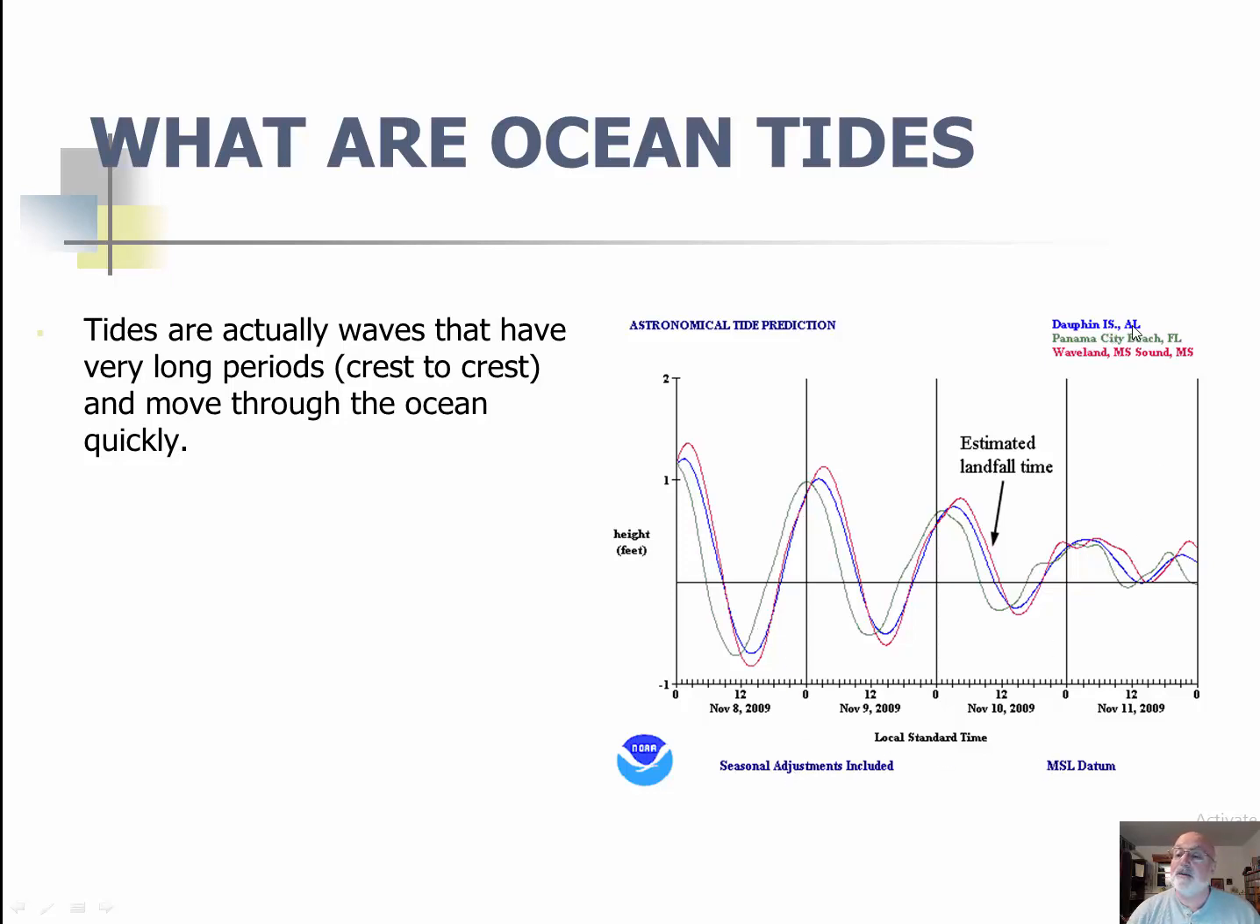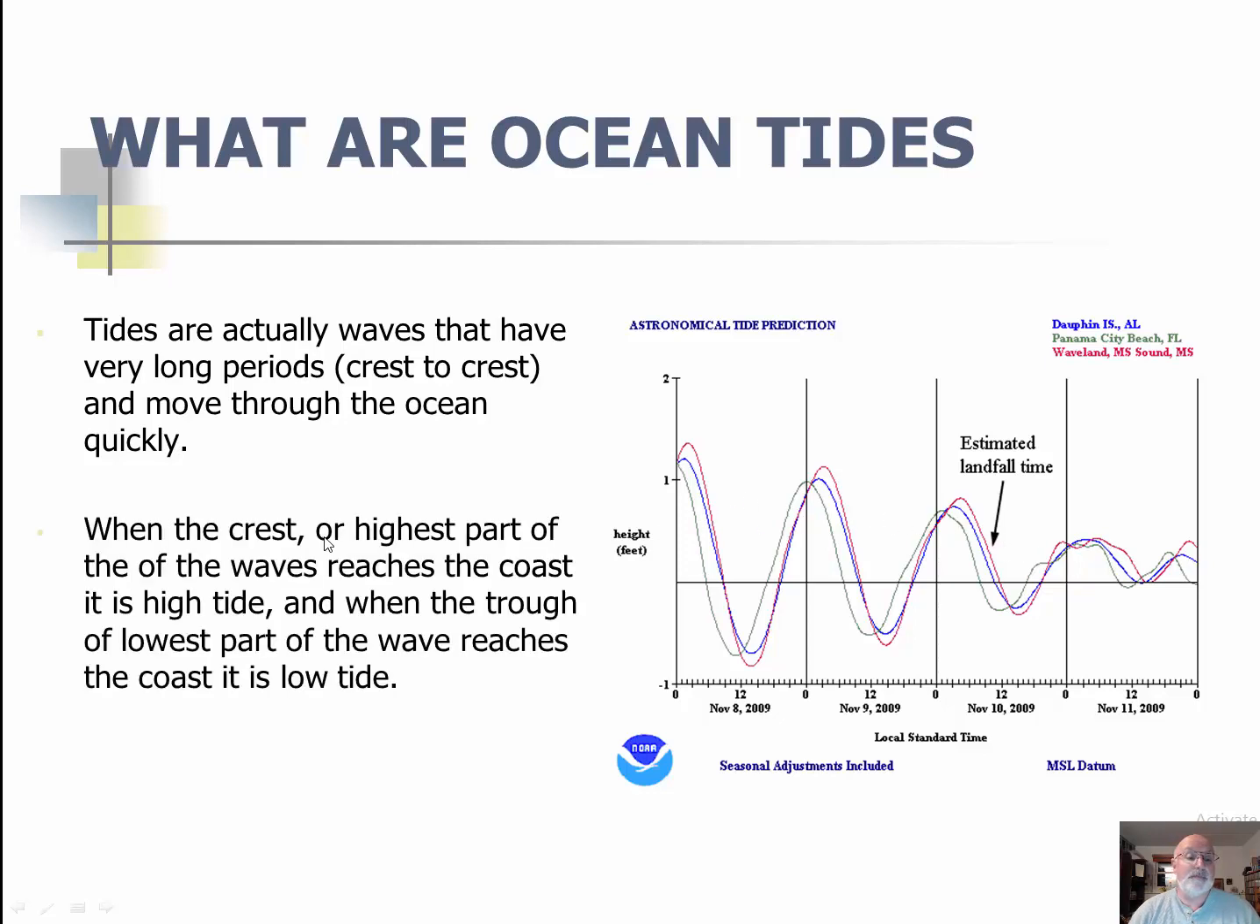Can we tell where this is? This is showing you 3 locations, one in Alabama, one in Florida, one in Mississippi, and you can see that they're not all created equal, although they do look very, very similar. When the crest, or the highest part of the wave, is there, we have high tide, and when the trough, or the lowest part of the wave, is there, we have low tide. We have them just about 24 hours apart, and we'll actually find out.